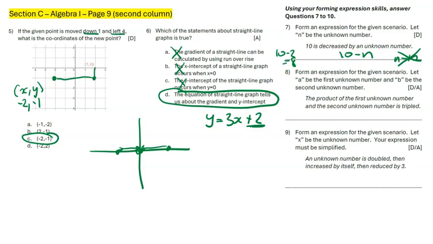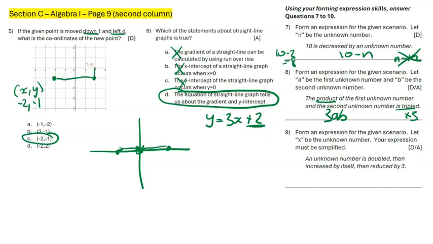Okay, we're on to 8. Form an expression for the given scenario. Let A be the first unknown number. Let B be the second unknown number. So the product, that's a new word potentially, the product of the first unknown number and the second unknown number is tripled. I know tripled means something's going to be times by 3, and the word product means timesing. So we're doing A times B, so that's going to be AB, and then we're multiplying it by 3 by putting the 3 out front.